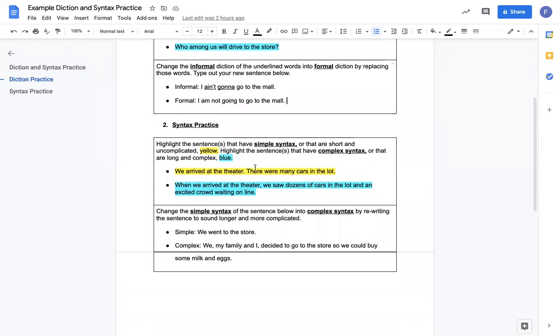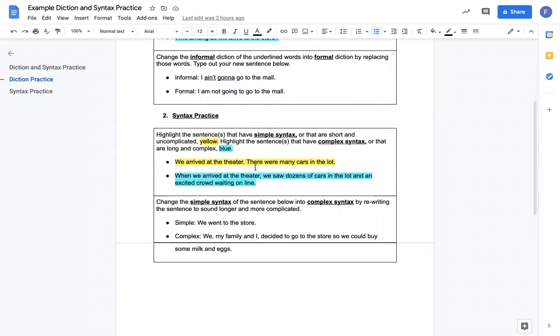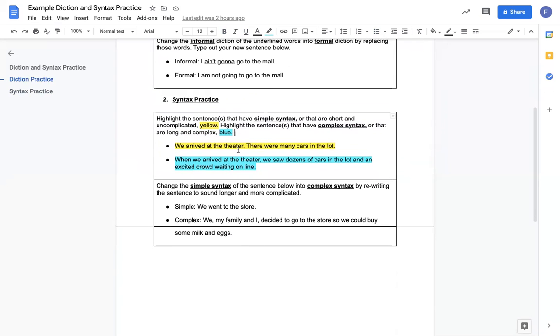For syntax down here, again, you are looking at the sentences this time. You're zooming out just a little bit. And I taught you guys about two different types of syntax in this assignment. So you have simple syntax, which would be short and uncomplicated sentences. You also have complex syntax, and those are longer sentences that are more complex and more complicated. So this first example, kind of like up above, you were highlighting sentences with simple syntax yellow, and sentences with complex syntax blue.